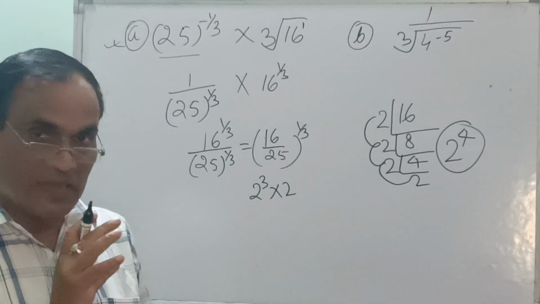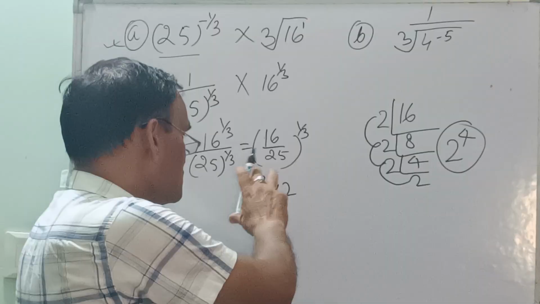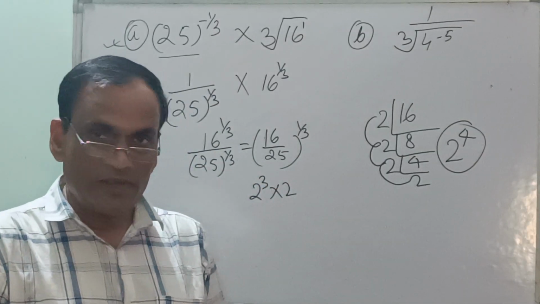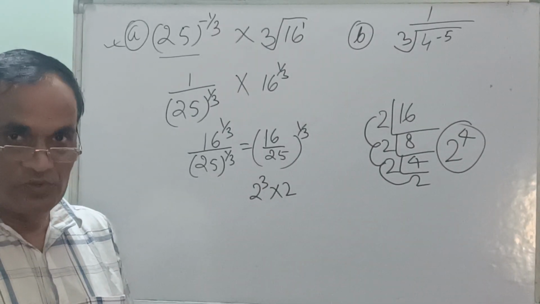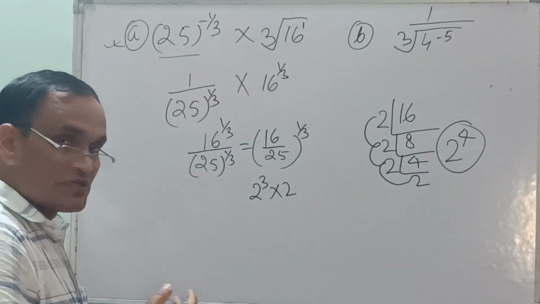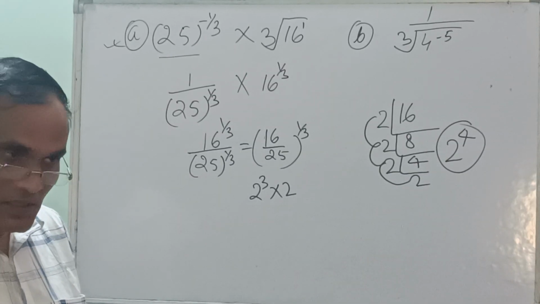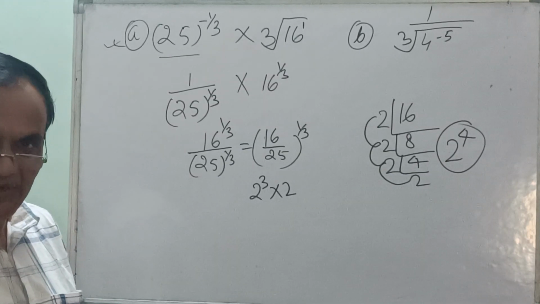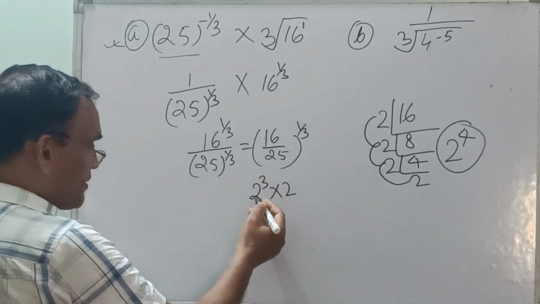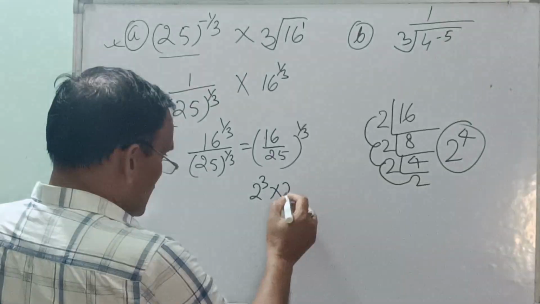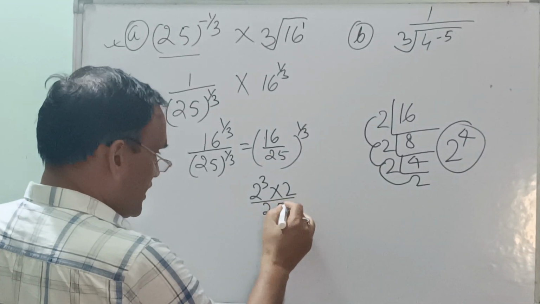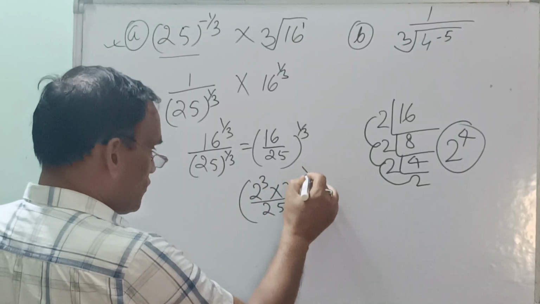So sometimes we have to change this pattern. Sometimes we have to think about that also, because we want the solution. Getting my point? Okay, good. Now 2 to the power 3 into 2 again upon 25, and we are writing 1 upon 3.